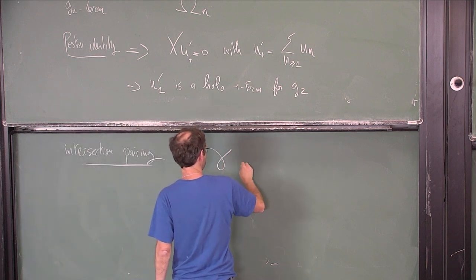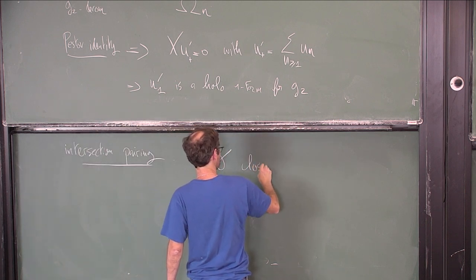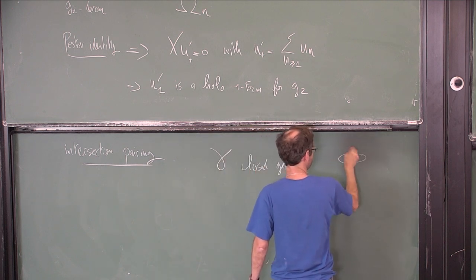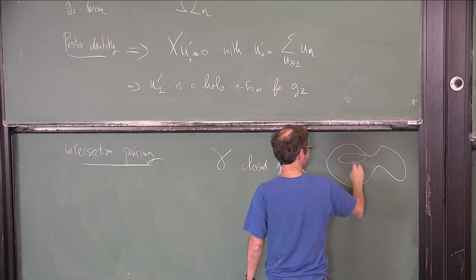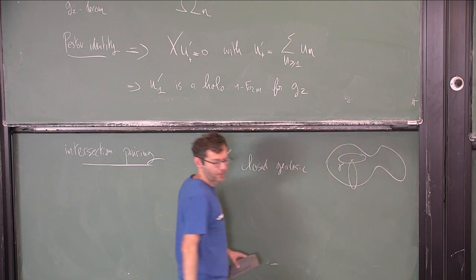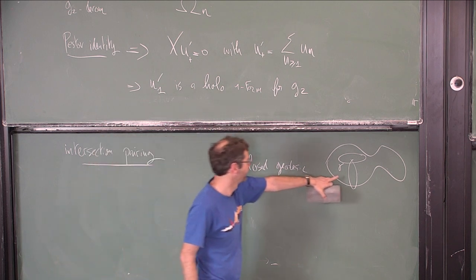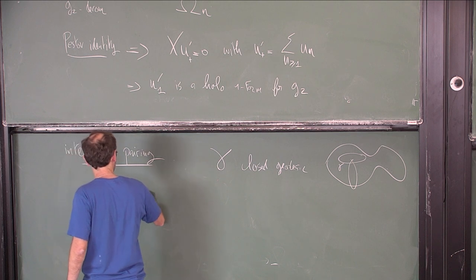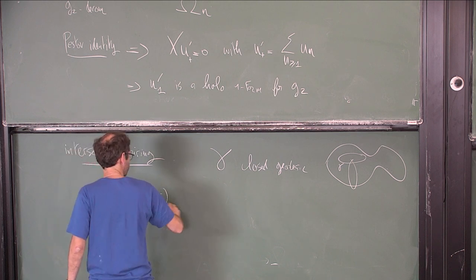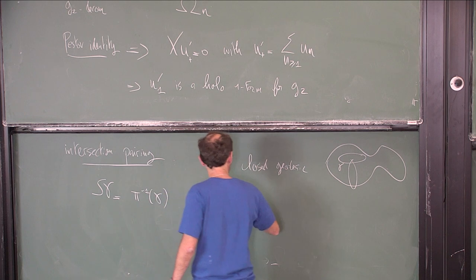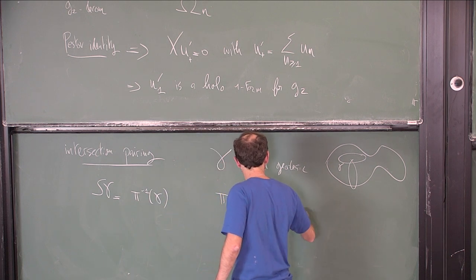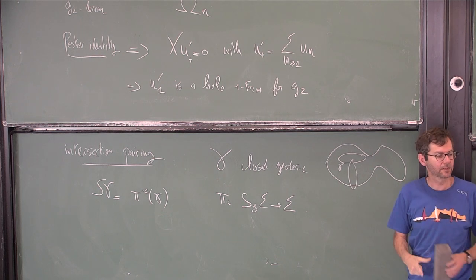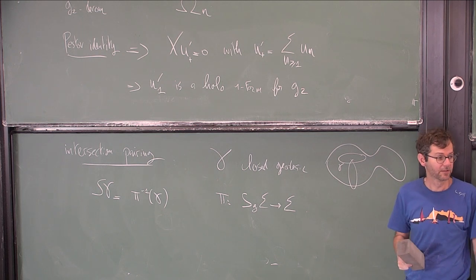So you take gamma to be geodesic. For instance, this one on the surface, the one which represents your homology class. Now you look at S gamma. It's just p minus 1 of gamma, where p is the projection on the base. So you take your geodesic and you add the fiber. This is exactly what Gabriel was doing in his intersection pairing thing.